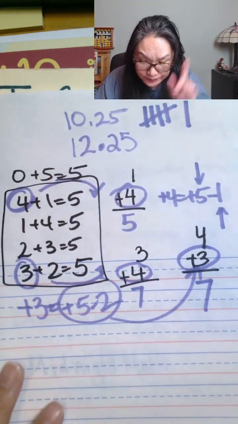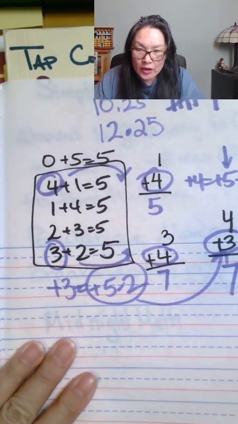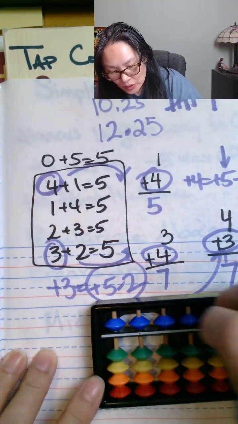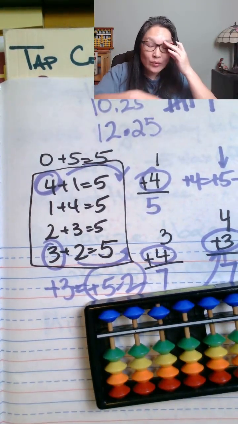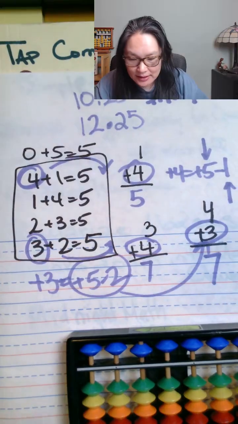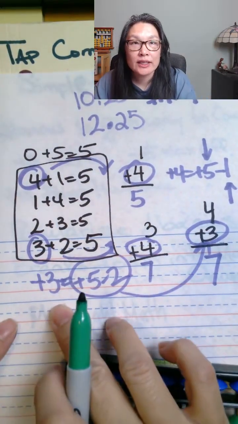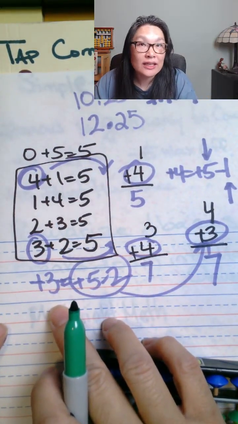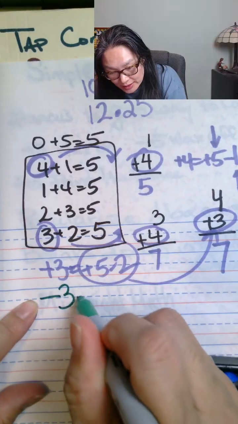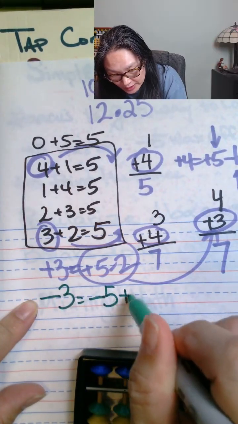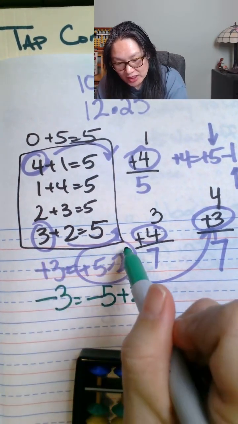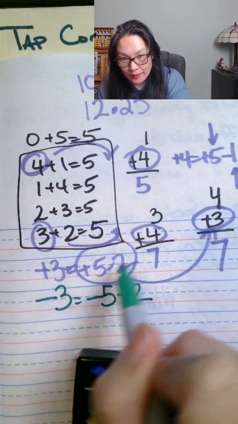Oh, so that was another thing. Because we know this, the next step is when we add, we need to know how to subtract. When we subtract, we already know our pairs. So when we look at this, I'm going to do the, I think it's called the inverse. So I'm going to do the inverse. To do the inverse is minus 3 is equal to minus 5 plus 2. That's it.